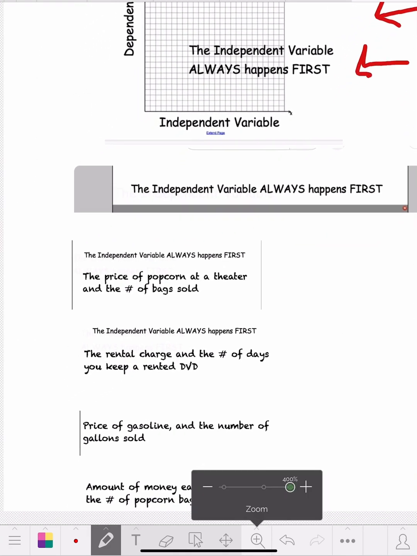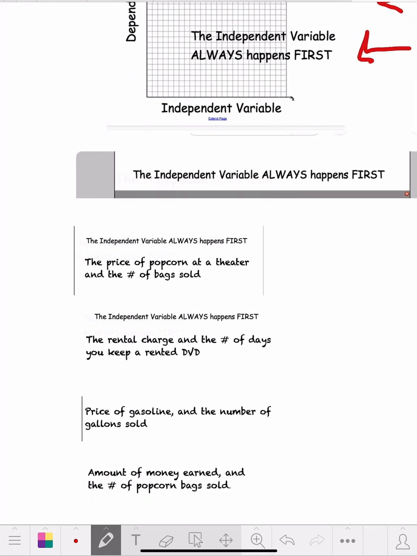Okay? Now, the price of popcorn at a theater and the number of bags sold. What did they determine first? They determined the price of the popcorn. So the price of the popcorn is independent, I. The number of bags sold is dependent, D. And that's it. Okay?